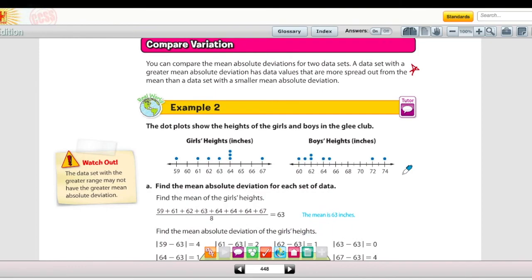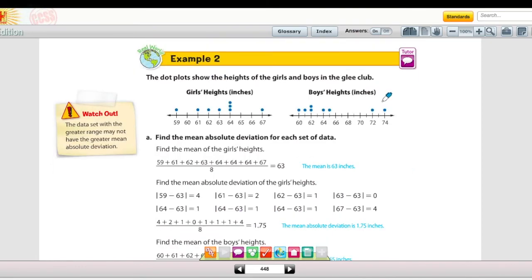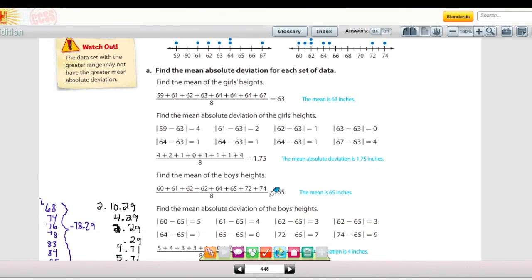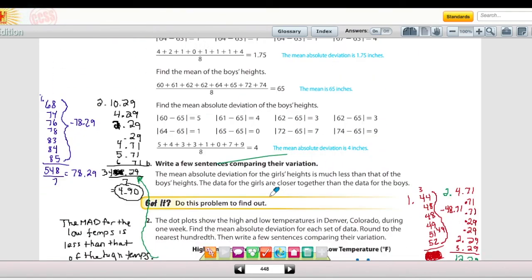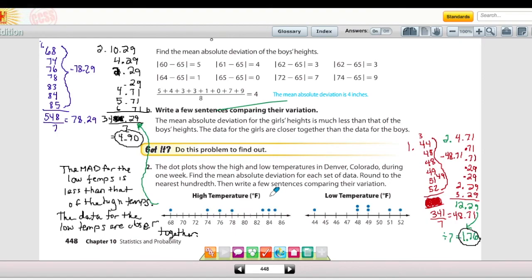In example 2, we have two sets of data, so we're going to find the mean of both, then subtract the mean from each data point, and then find the average of those distances. Again, it's a step-by-step process, and as long as you show your work, you should be okay. For this problem, I already have some things written out for you.